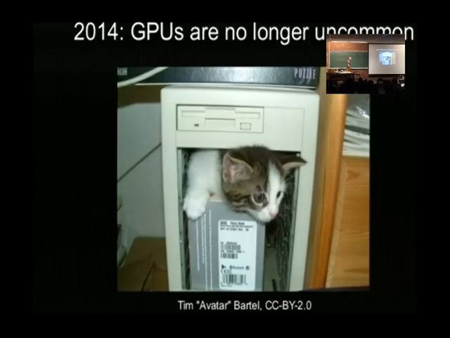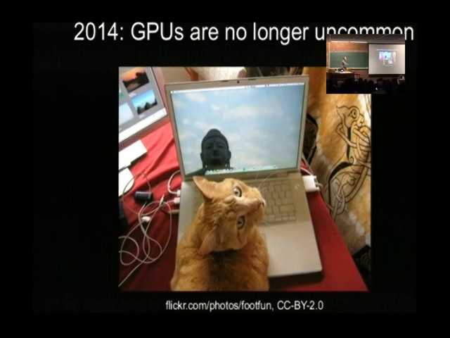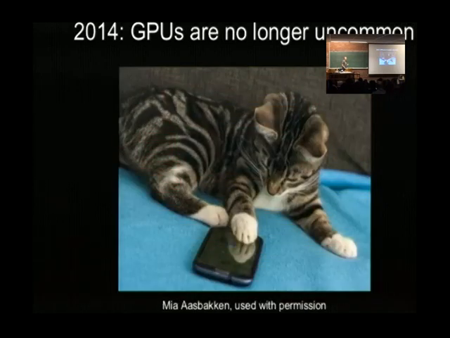So fast forward to 2014, so GPUs. You cannot really buy a desktop machine anymore without a GPU. And if you're lucky, you get a cat. Actually, you cannot buy a laptop anymore without having a GPU and maybe a cat. You can't buy a cell phone anymore without a reasonably powerful GPU.